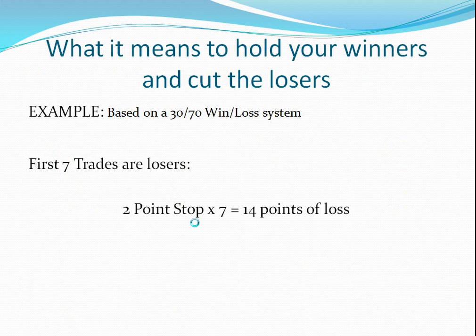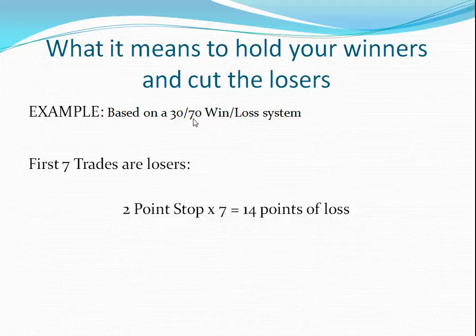Now you've heard this all before: hold your winners, cut your losers. We've heard it over and over and over again, but nobody really shows you what this means. So let's take a look at what this actually means and also what it looks like so you can understand it and why it's important. Now, we're going to give you an example here of a system that only wins 30% of the time and loses 70% of the time. Now, you may ask yourself, how is that possible? How can somebody lose 70% of the time and still make money? Well, it's possible with good risk-reward management, and again, letting your winners run and cutting your losers short.